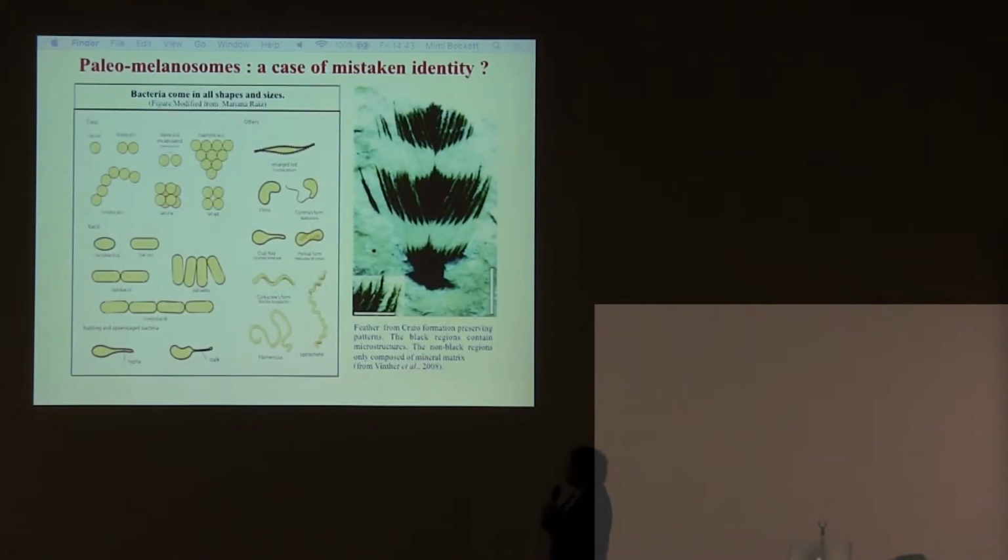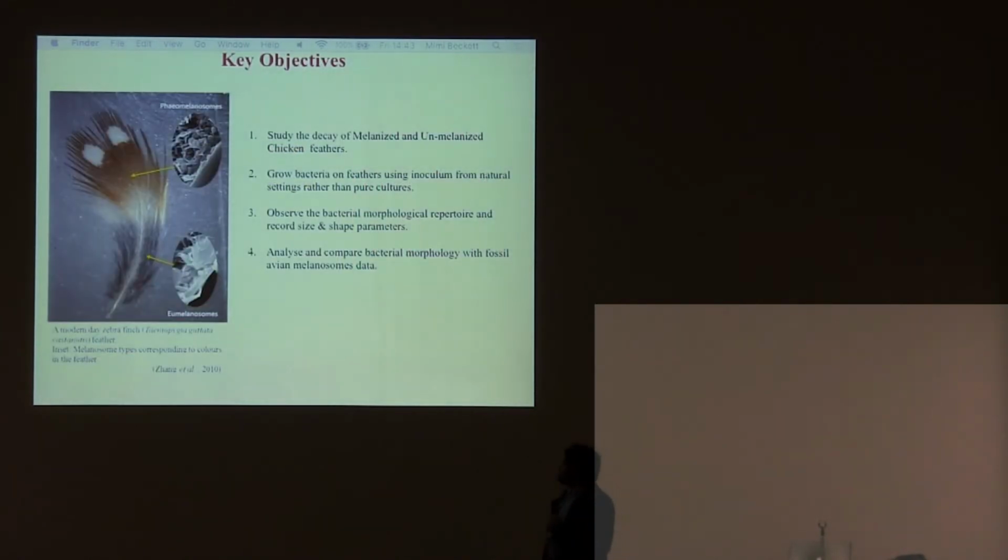Now, bacteria come in all shapes and sizes, not just rods and spherical ones. And most commonly with these soft tissues preserved in fossils, we see rod-shaped and spherical-shaped structures. But why not the others? Sometimes we even see these forming sharp zones. Would you expect a bacterial mat to show such sharp zonation? I'm not sure. Now, what are the key objectives of our study?